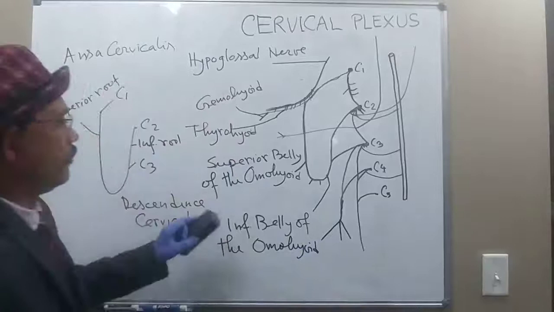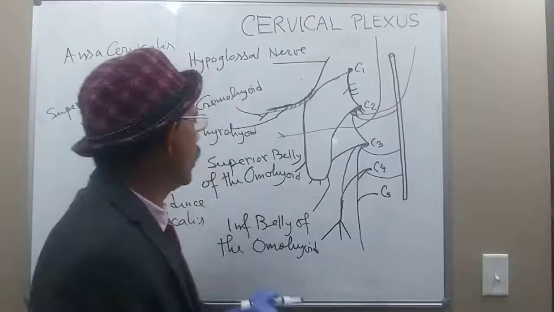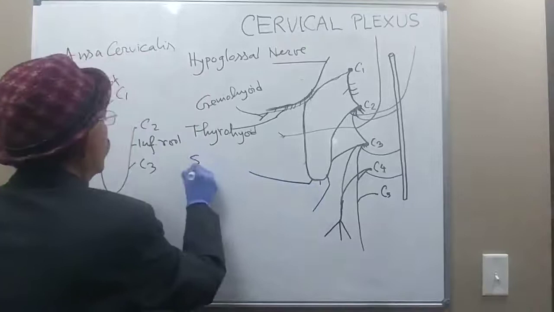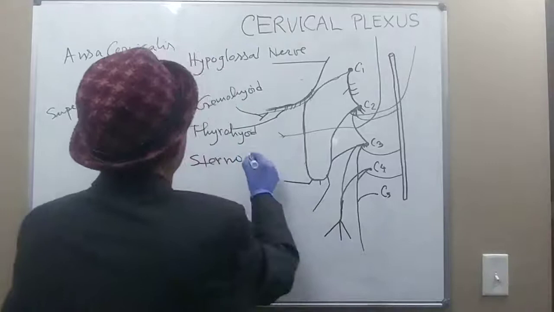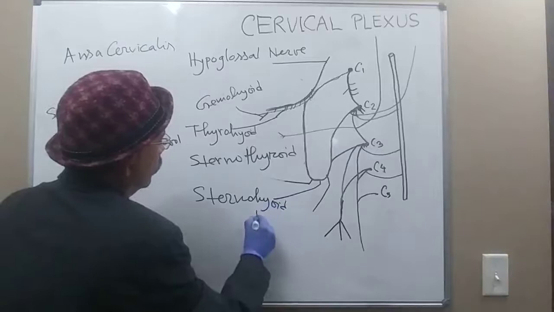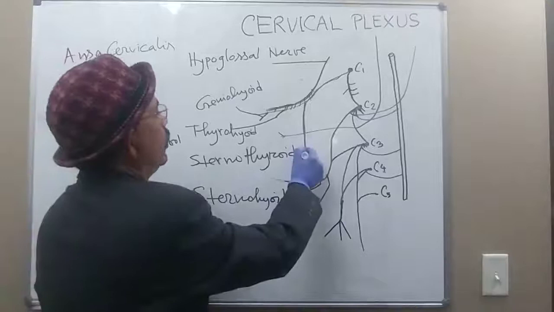From the bottom part of the loop here, we get innervation to two more muscles: the sternohyoid and the sternothyroid. So innervation of the sternohyoid, sternothyroid, superior belly of the omohyoid, and inferior belly of the omohyoid is by means of the loop of the ansa cervicalis.